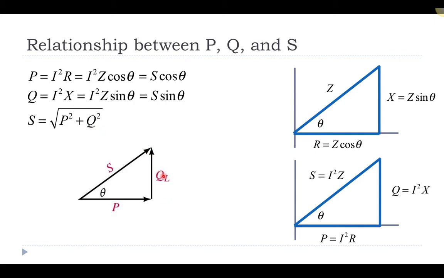And the other way around, if I know the apparent power, I can figure out what the real power is by taking the apparent power and multiplying by cosine of the angle. And then I can do the same thing for the reactive power. I can take the apparent power and multiply by sine of the angle. So I have this relationship where if I know what the impedance in the circuit is, I should be able to calculate what the total apparent power is, and I should be able to calculate the real and the reactive powers because they have this relationship between them.